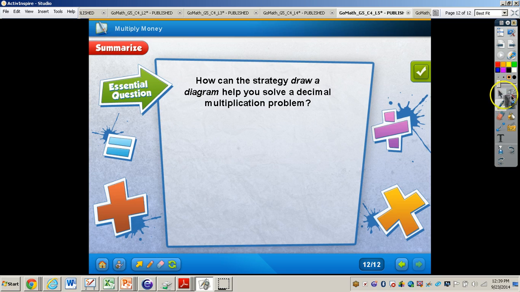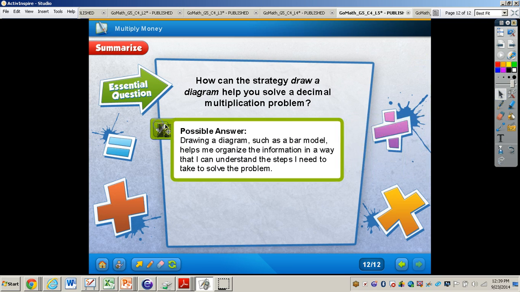Wrapping up the video, we have: how can you use the strategy draw a diagram to help you solve a decimal multiplication problem? You can see that drawing a diagram such as a bar model helps you organize the information in a way that you can understand the steps you need to take to solve the problem. If you have any questions about multiplying money, please come and see me.